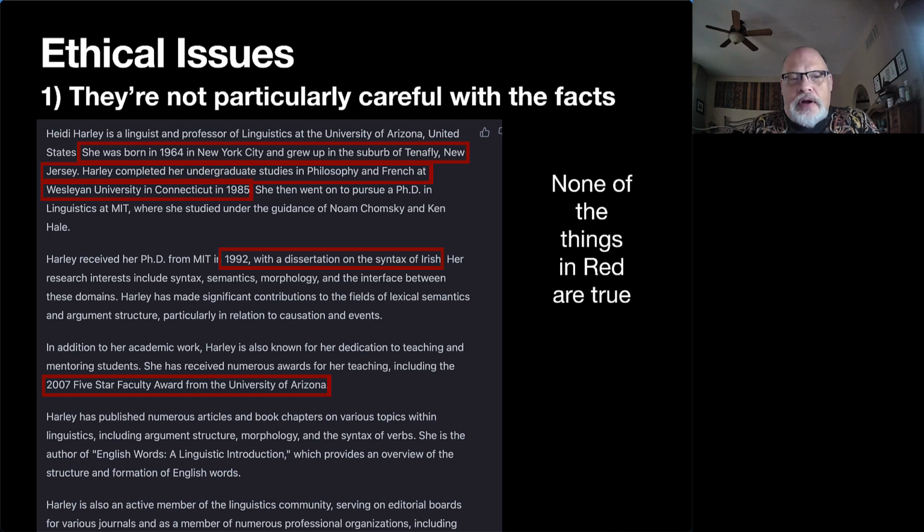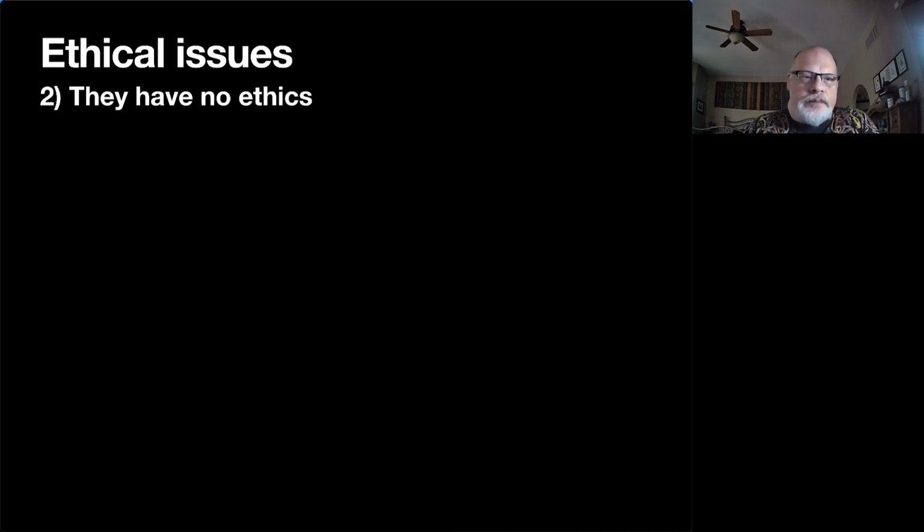It's also worth noting that some of this information is actually available in public sources. So, for example, Heidi's educational background is in her Wikipedia article, as is mine, as is my birthplace. None of that is reflected in what ChatGPT put out, even though it's actually out there on the web, which is the data source that ChatGPT uses. So that's one ethical issue.